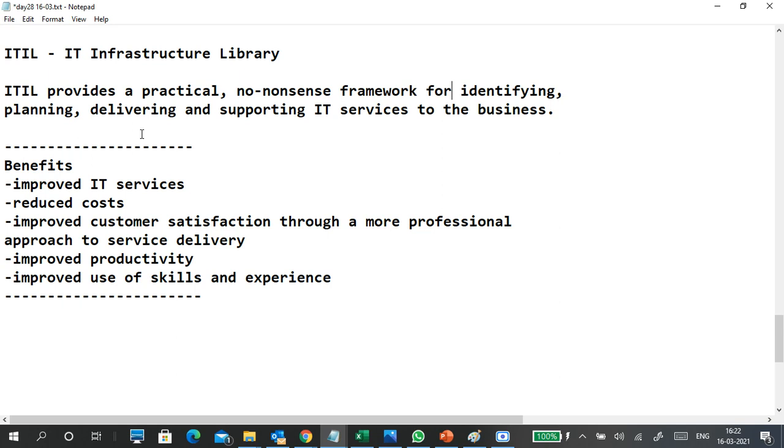Benefits of ITIL are improved IT services, reduced cost, improved customer satisfaction, improved productivity, and improved user skills and experience. If you see, I cut the point also: improve customer satisfaction through a more professional approach to the delivery of service. If you are able to tell the big line once, no problem. Otherwise, cut it, make it a clear point. Okay, this is a part. So, part one.